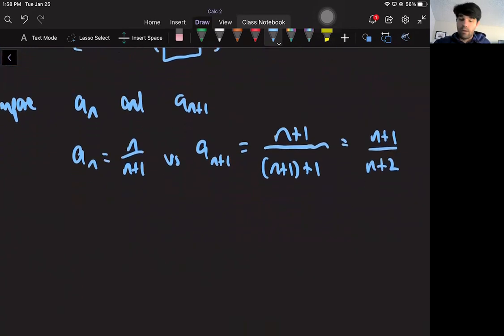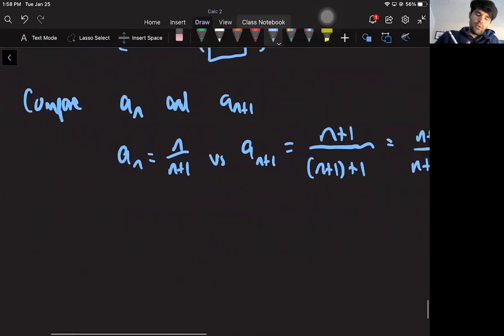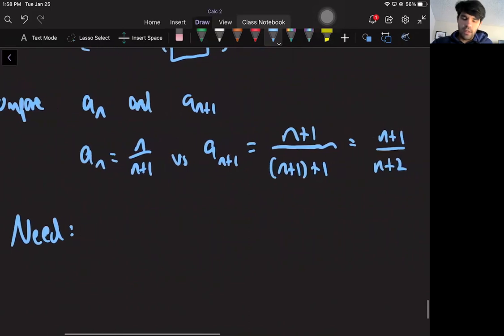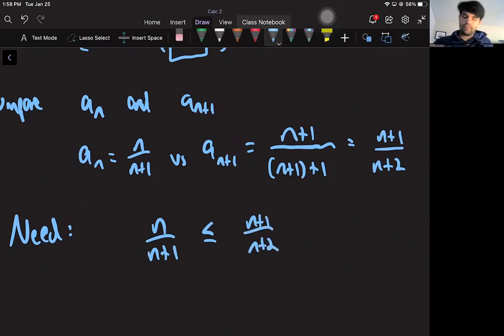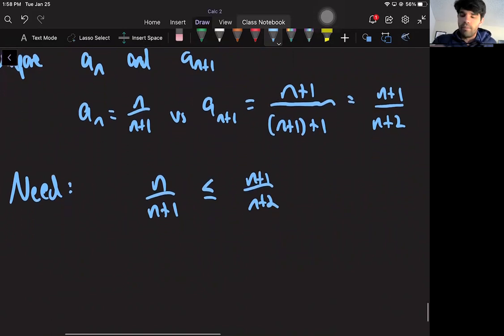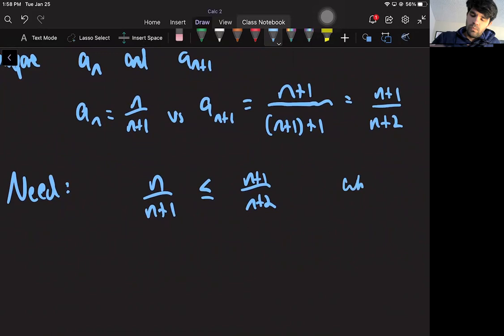And so what we need for this to be an increasing sequence is that A_n, which is n over n plus 1, is less than or equal to n plus 1 over n plus 2. And so we got to figure out why this is true. So why is this true? But also for what values of n?